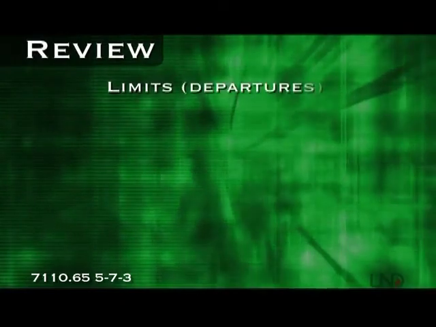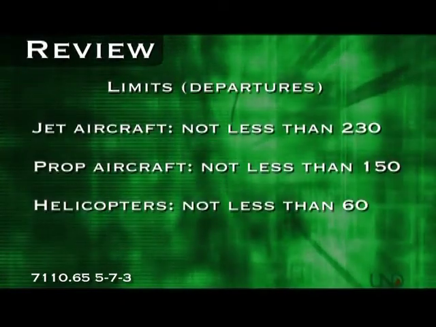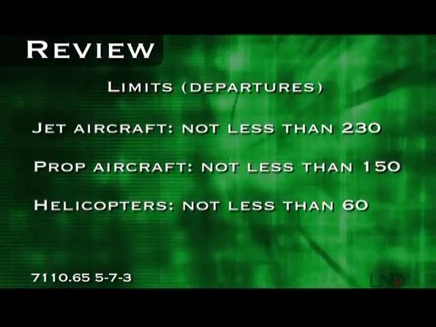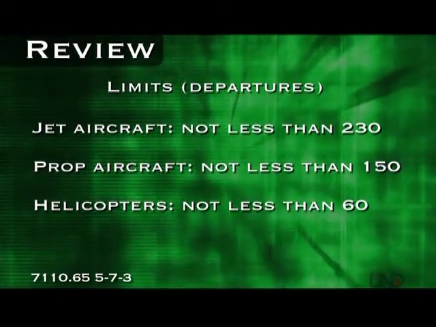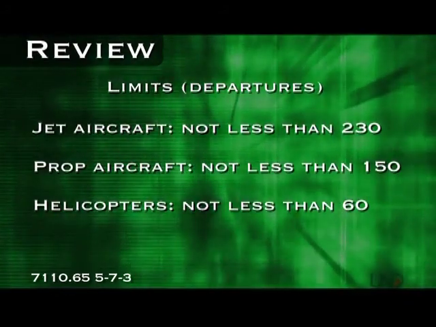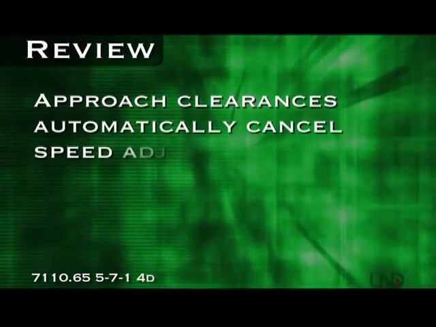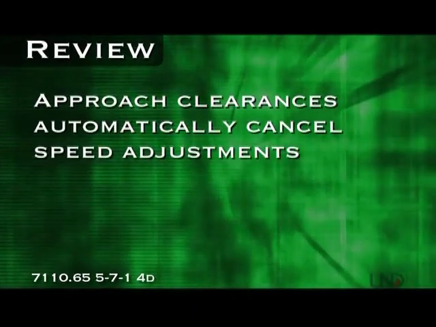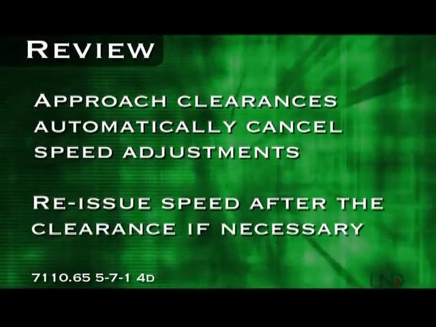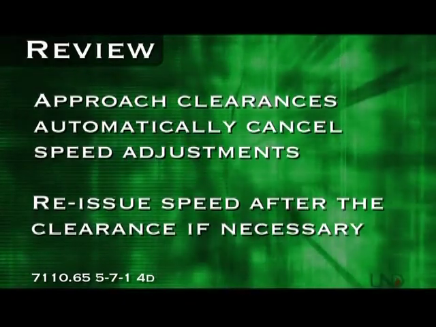For departures, turbojet aircraft should not be slowed to less than 230 knots, turboprops to less than 150 knots, or helicopters to less than 60 knots. Approach clearances automatically cancel any speed adjustment. If you want the adjustment to continue, you must reissue it after the clearance.